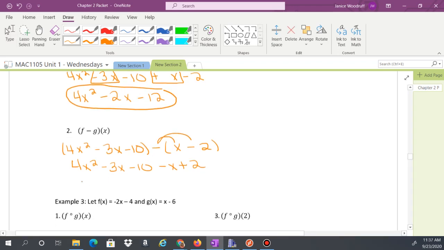Okay, then let's see. We've got 4x squared. You have minus 3x minus x will give us a negative 4x. And then negative 10 plus 2, negative 8. So 4x squared minus 4x minus 8.